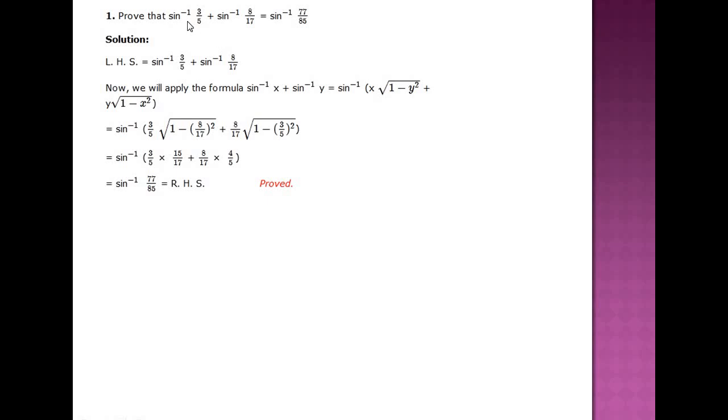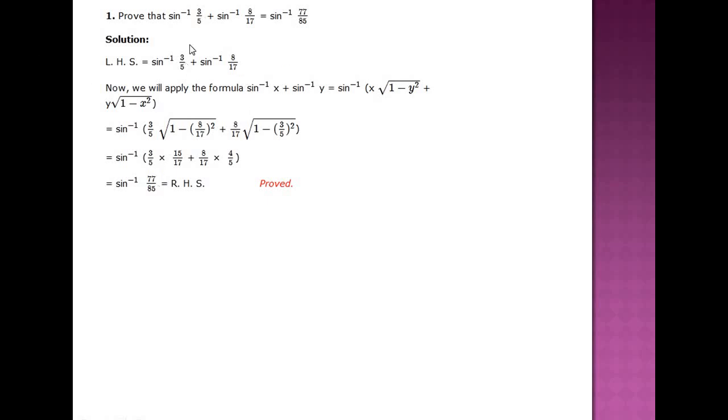Let us see the example of how I have made use of this formula directly. Prove that sine inverse of 3 by 5 plus sine inverse of 8 by 17 is equal to sine inverse of 77 by 85.